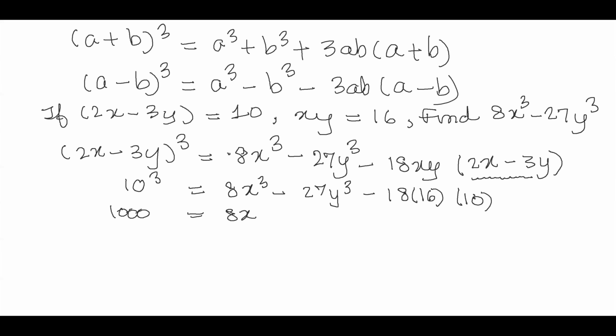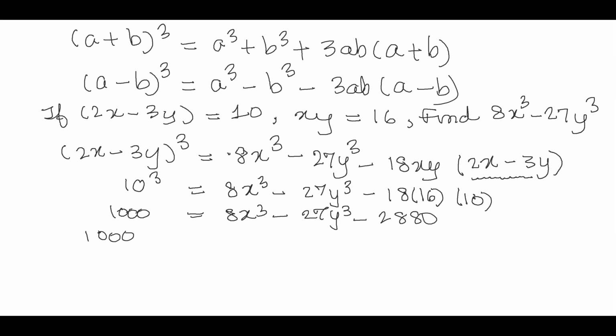This is 8x cube minus 27y cube minus, now 18 into 16 into 10, that is 18 multiplied by 160, which is equal to 2880. And this minus 2880, when you bring it to the left hand side, it is going to become plus 2880. बहुत सारे स्टूडेंट्स ना छोटी छोटी मिस्टेक्स कर रहे हैं, the students just take a note of it. When minus 2880 comes to the left hand side, it becomes plus.